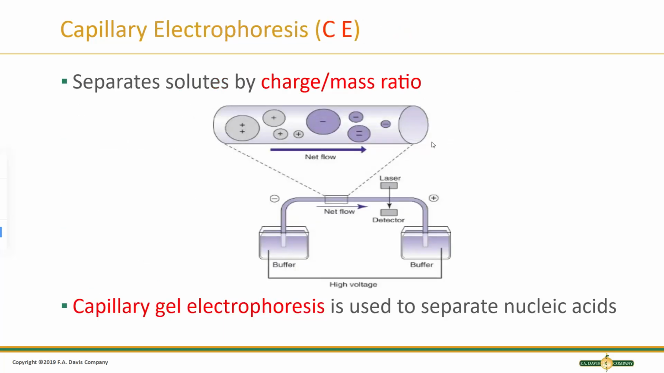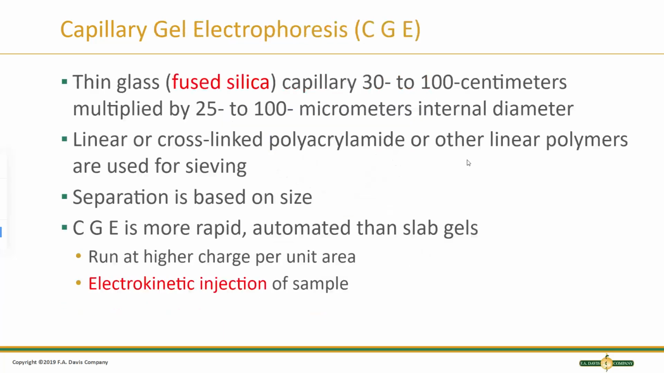And then they're picked up by a detector. Thin glass, fused silica capillary, 30 to 100 centimeters by 25 to 100 micrometers internal diameter. Linear or cross-linked polyacrylamide or other linear polymers are used for sieving. Separation is based on size.